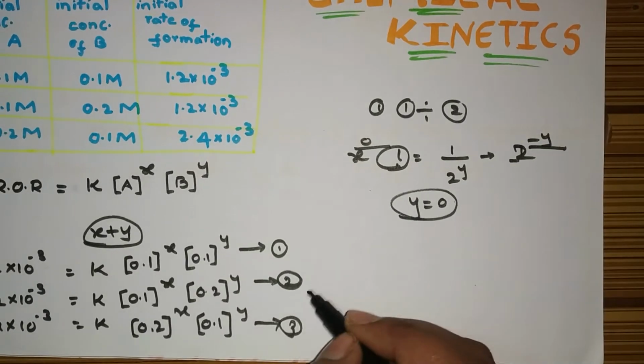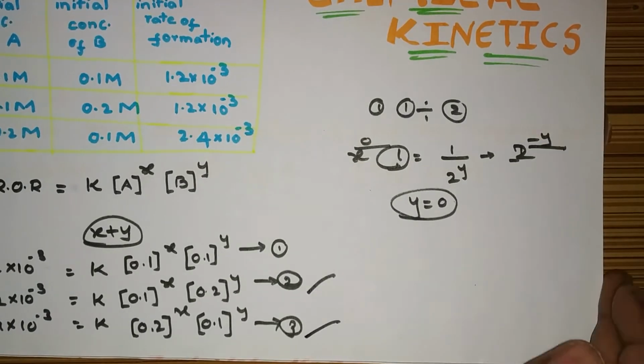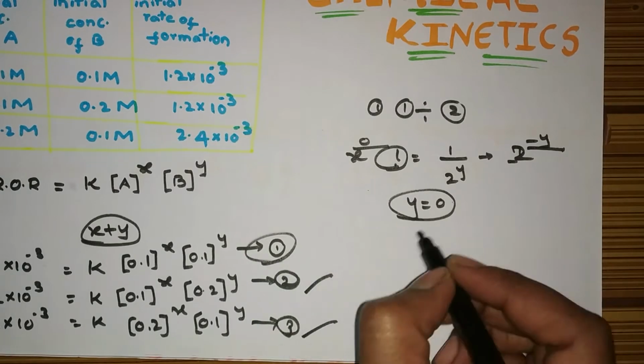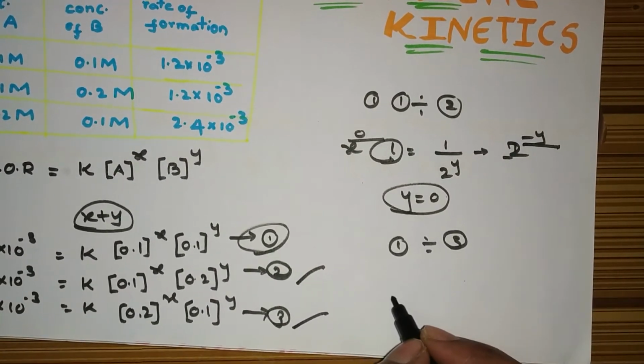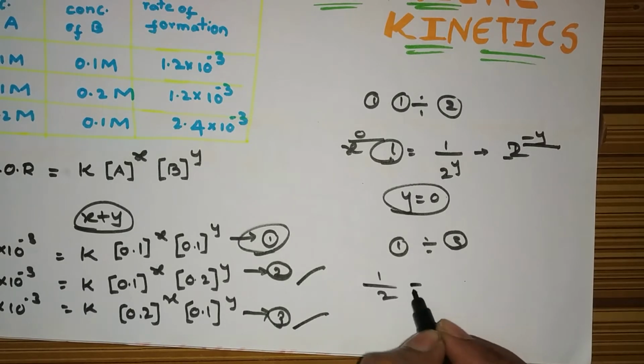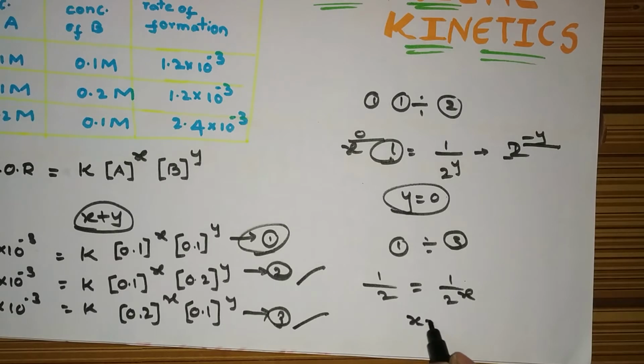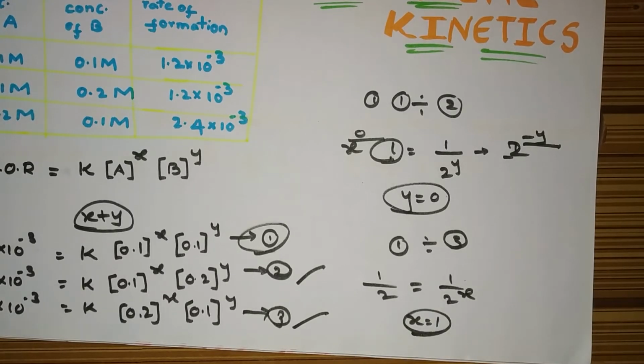Divide 1 by 3. Then you will get 1 by 2 is equal to 1 by 2 to the power x. Then x will be 1. This is the process. Now I am going to tell you a trick.